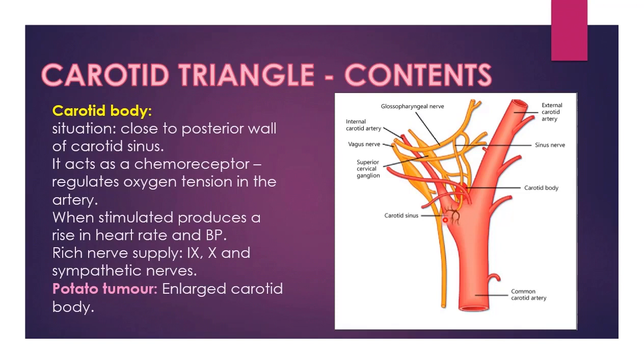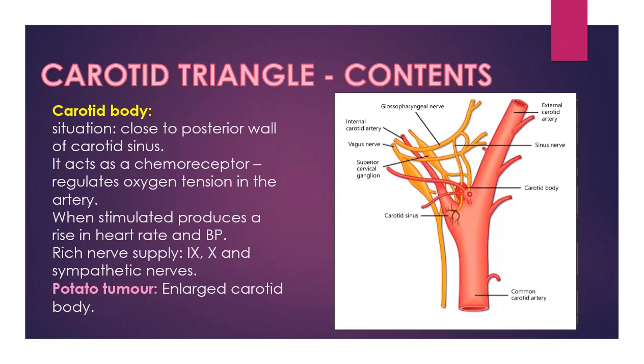So what happens is, when this carotid body is stimulated, it produces an increase in heart rate and BP, blood pressure. So the heart beats faster, pumps more blood into the carotid system of arteries. So that is the function of the carotid body, almost contradictory to the function of the carotid sinus.